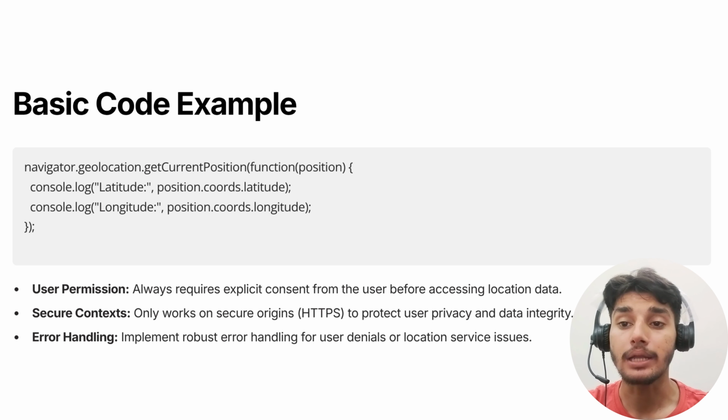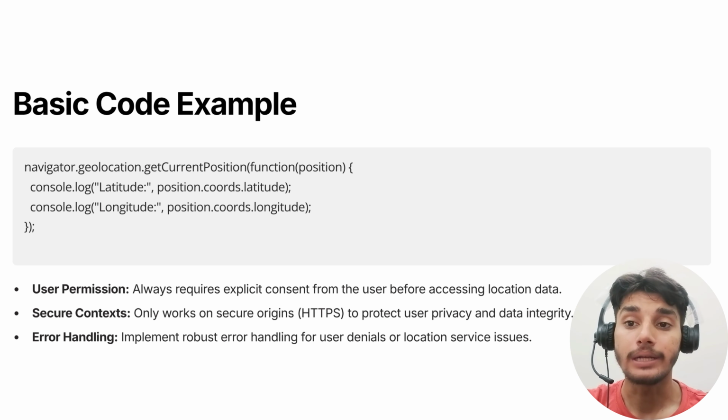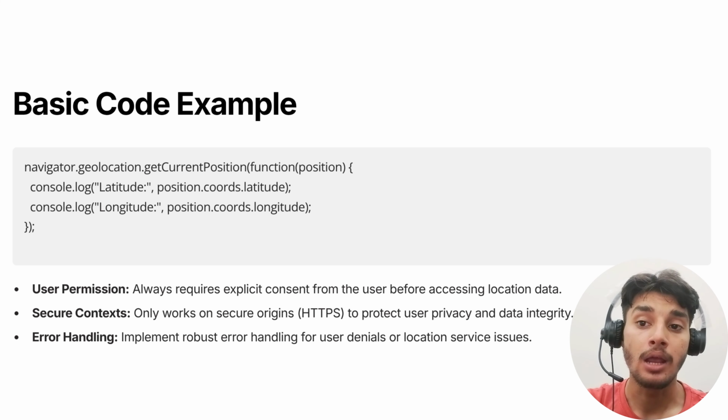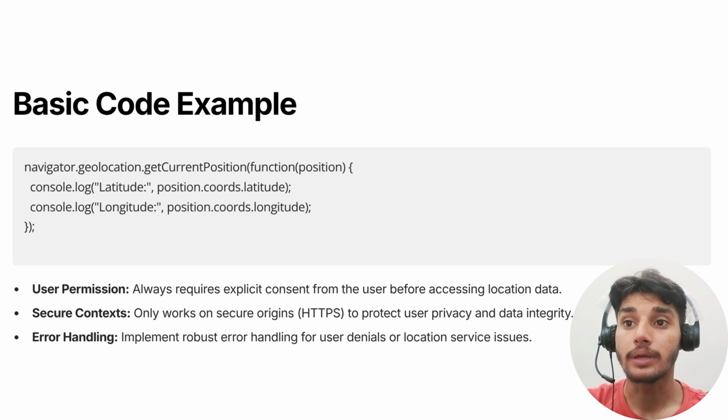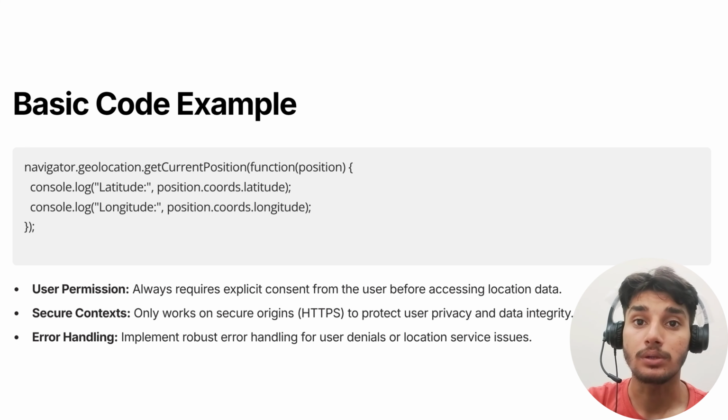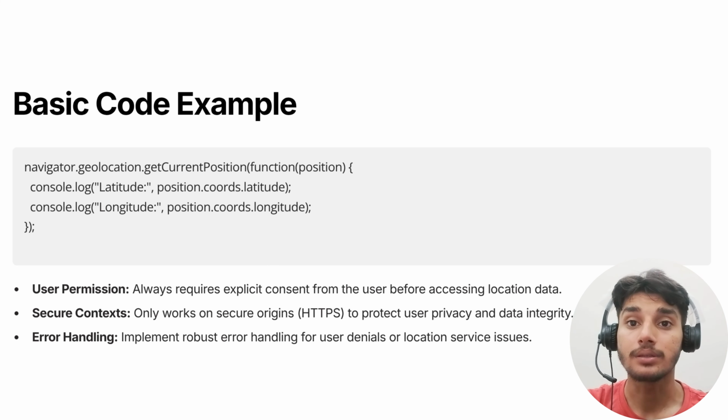In JavaScript, you use navigator.geolocation.getCurrentPosition to get the user location. Once the user allows it, the browser gives back the latitude and longitude, which you can then use to show a map, recommend nearby places, or track deliveries. Just make sure your site is using HTTPS.